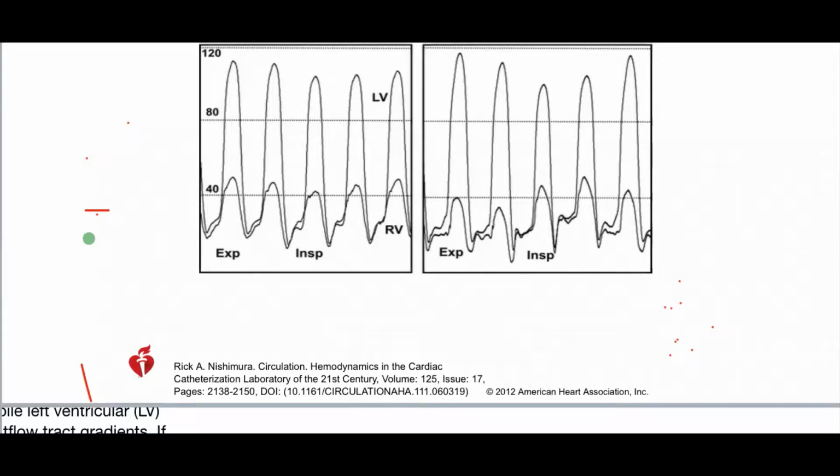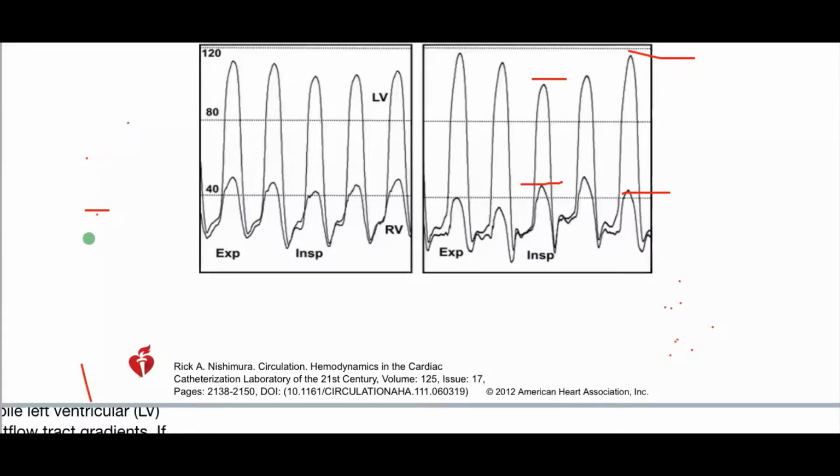So on the left is what, constriction or restriction? Constriction. Why is it constriction? Because there is discordance between the LV and the RV in inspiration and expiration. If I take just two samples, when the LV goes low, the RV goes high, and vice versa. That is discordance, LV and RV discordance.